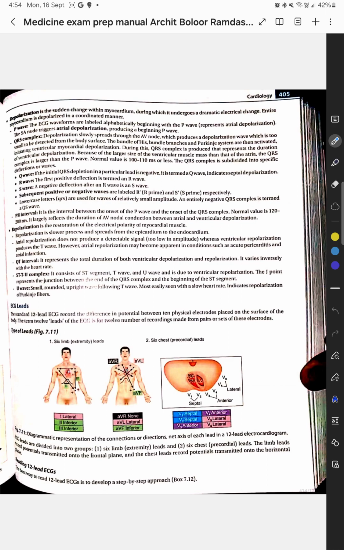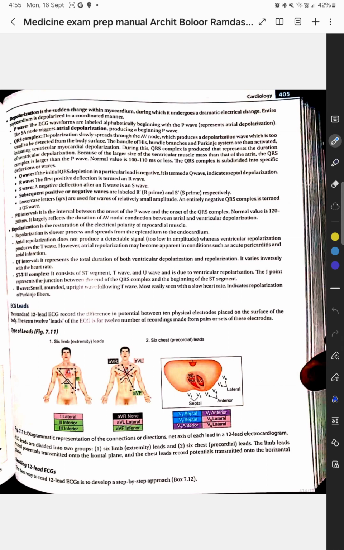ST-T-U complex. It consists of ST segment, T wave and U wave, and is due to ventricular repolarization. The J point represents the junction between the end of QRS complex and the beginning of ST segment. U wave, a small rounded upright wave following the T wave, most easily seen with a slow heart rate, indicates repolarization of Purkinje fiber. फिर उसके बाद ECG leads.